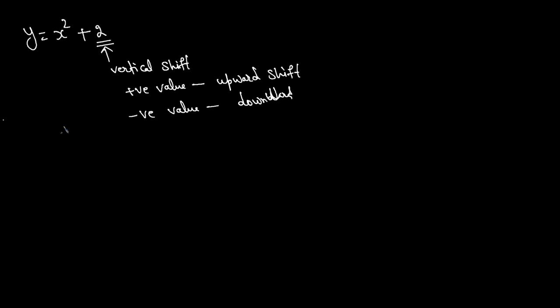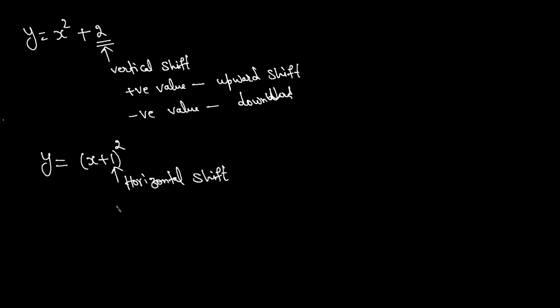And now, how about if we change the value of this x over here, which is basically the b value? So let's say y is equal to now (x plus 1) squared. So what will happen to the graph? This was a vertical shift. This one is called a horizontal shift. This gives you a horizontal shift in the graph.